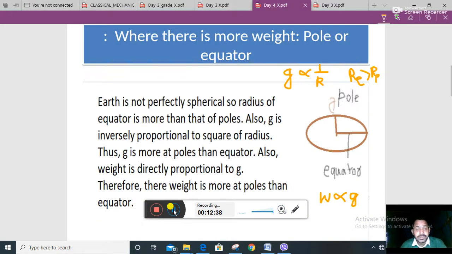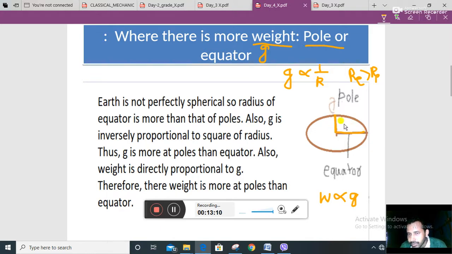Okay, this is one of the most asked questions in grade 10. Where is there more weight, poles or equator? Now the question is asking where there is more weight, or sometimes this question might be asked as where there is more g, where there is more acceleration due to gravity, pole or equator. And earth is not a perfect sphere. The distance to the pole is small and the distance to the equator is big. This radius is small and this radius is big.